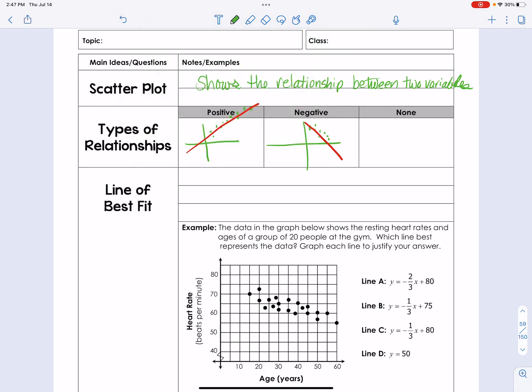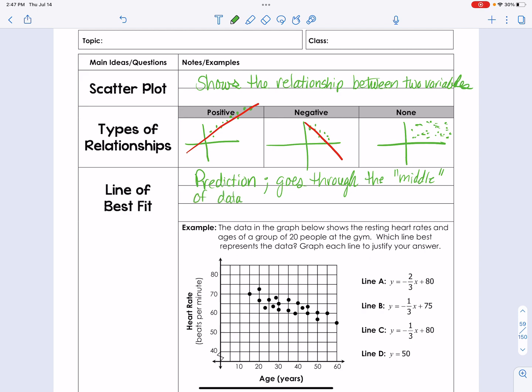And then finally, when something has no correlation, that just means the dots are everywhere. There's nothing that you can assume from that. So the line of best fit is basically a prediction. And so it goes through the middle of the data. We're going to put this in parentheses because it's not really called the middle, but that's why they call it the best fit of the data.